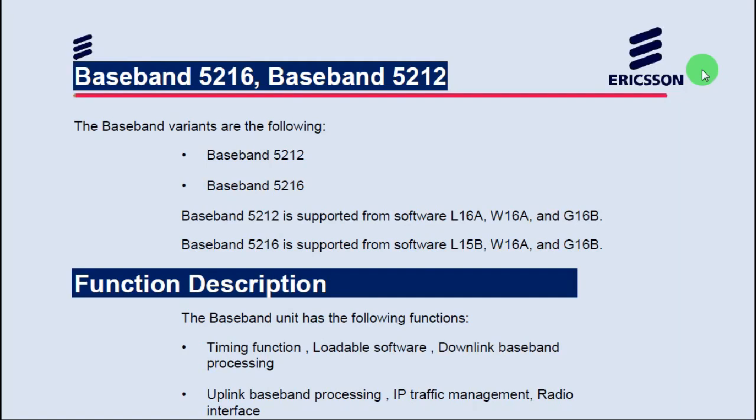Friends, today we will learn about baseband 5216 and baseband 5212, which are manufactured by the Ericsson company. Here you can see the Ericsson logo. Baseband 5216 and 5212. The baseband variants are the following: here are two basebands, 5212 and 5216.